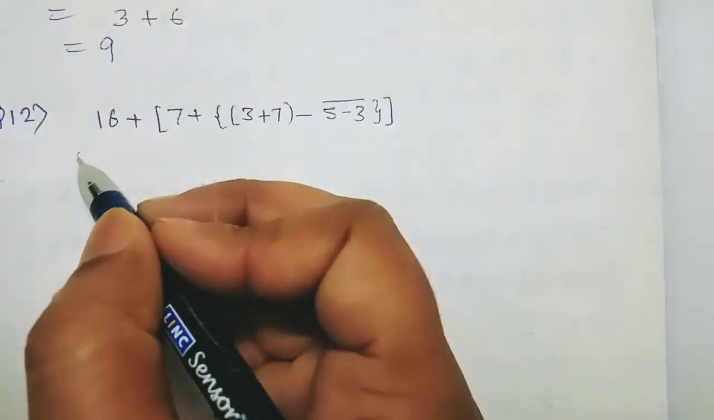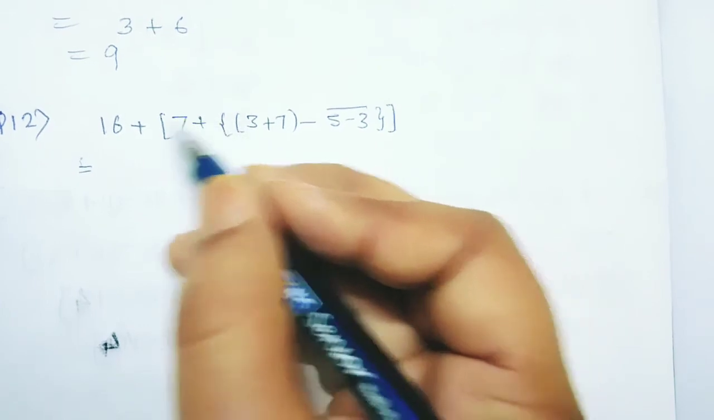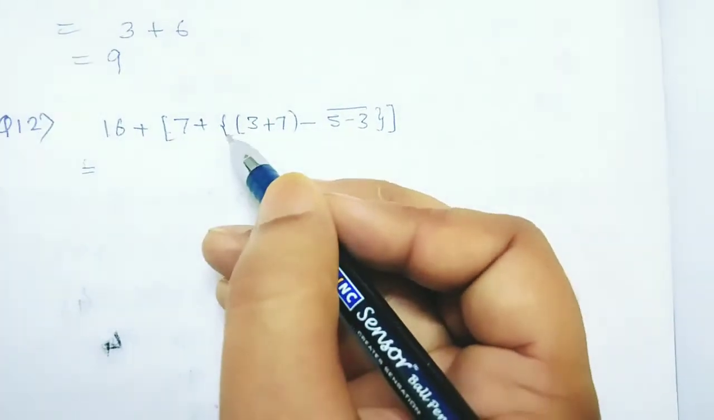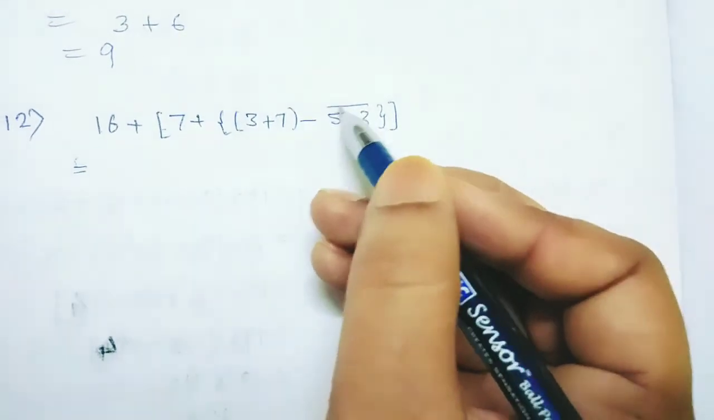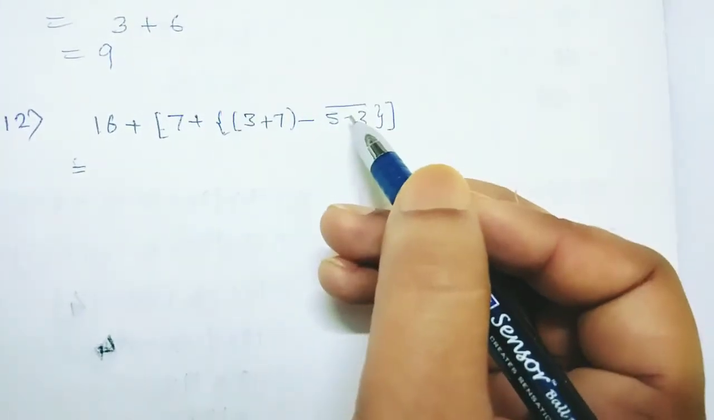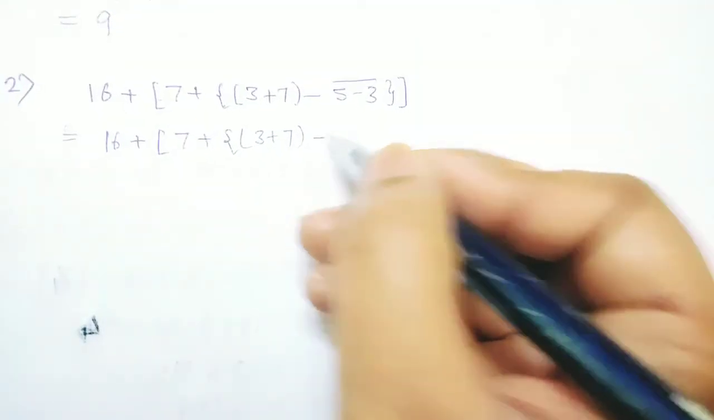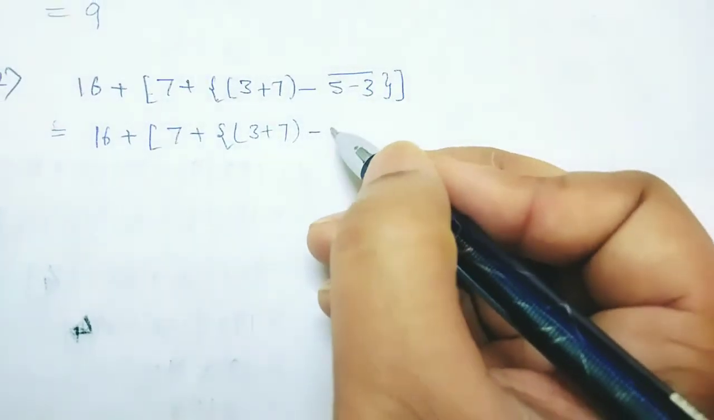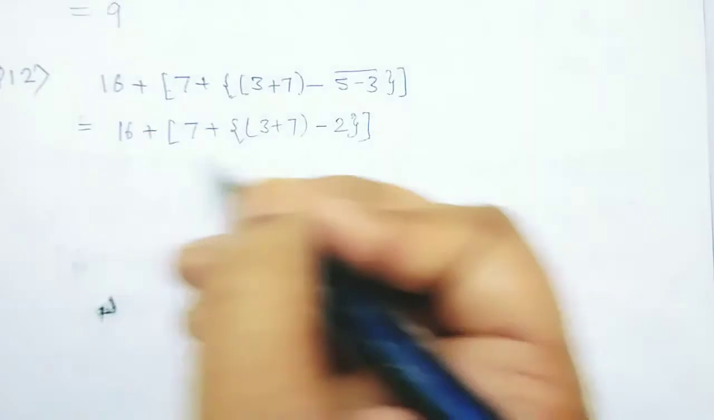So students, in this question number 12, here we'll solve what? First of all, see here, third bracket, the second bracket, then small bracket given. Okay, but here bar is there, so that means we'll perform this bar operation first of all. Okay, so it is what? Minus 5 minus 3. 5 minus 3 is 2. So bar gone.